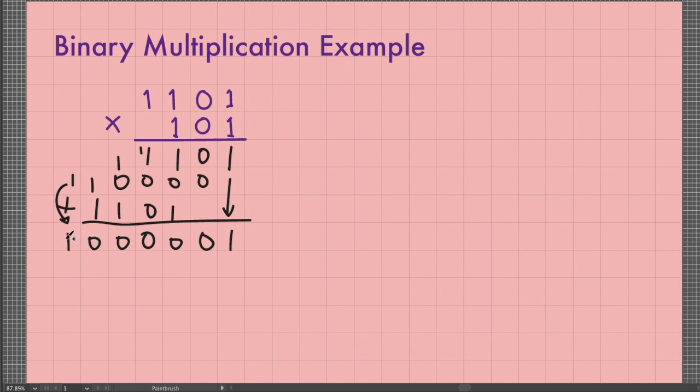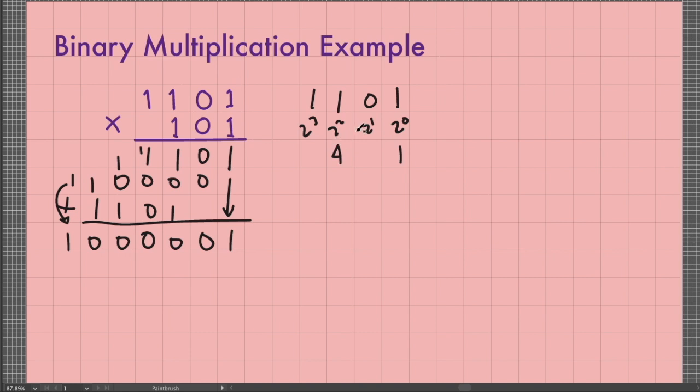Let's check if our answer is correct. So 1, 1, 0, 1. 2 raised to 0. This one is 2 raised to 1, 2 raised to 2, 2 raised to 3. So basically, we have this non-zero term. So this is equal to 1, and this is our another non-zero term.